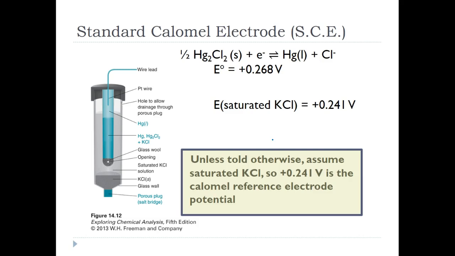So in this we've got mercury. So the last one was silver, this one is mercury. In both cases they're not the cheapest things. We definitely don't want to break our Calomel electrode if we don't have to.